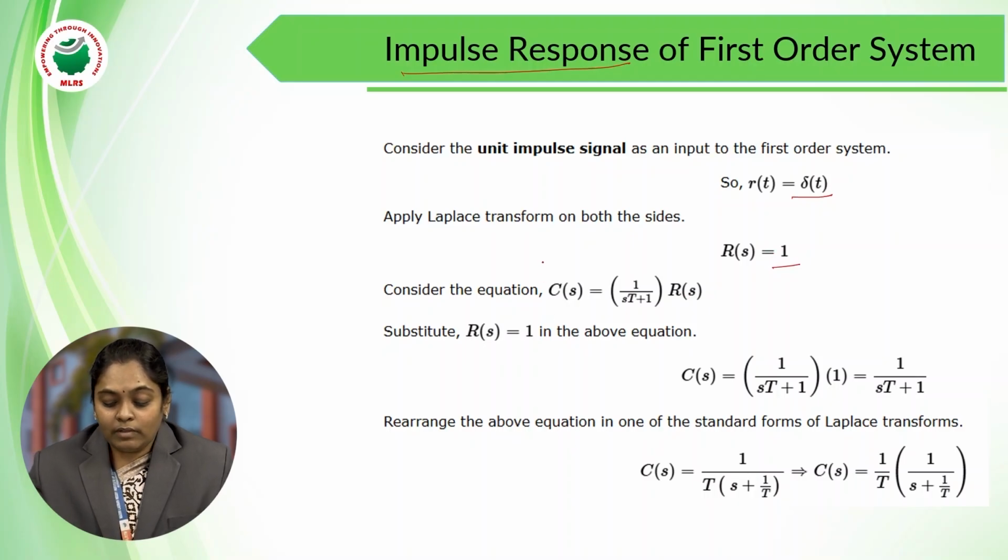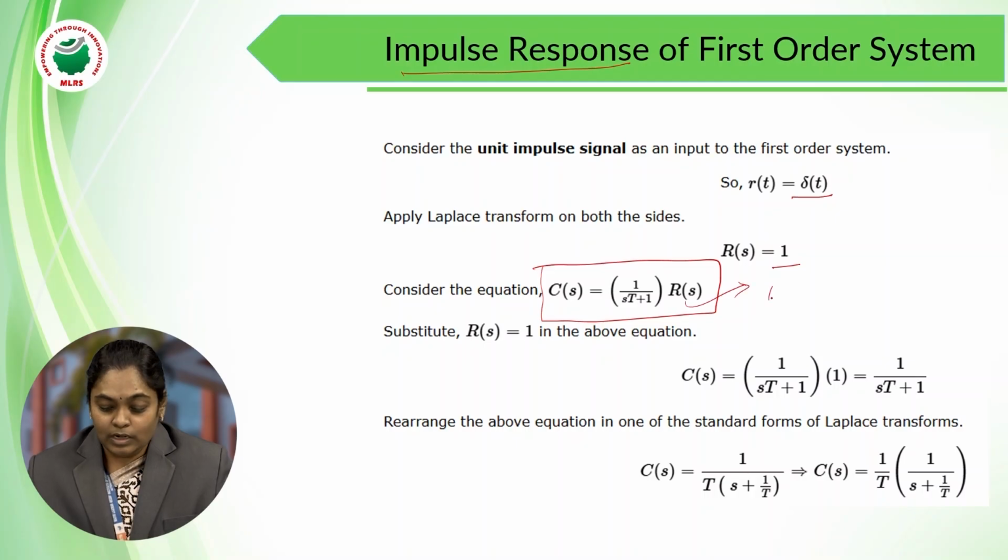We have already calculated that C of s is equivalent to R of s into 1 by 1 plus sT. This R of s needs to be replaced with 1. So I'll get C of s equal to 1 by 1 plus sT. This is in the Laplace domain. But if I want to convert this into the time domain, I need to apply the inverse Laplace transform. So I'm rearranging these terms, applying the partial fraction method, and then applying the inverse Laplace transform.